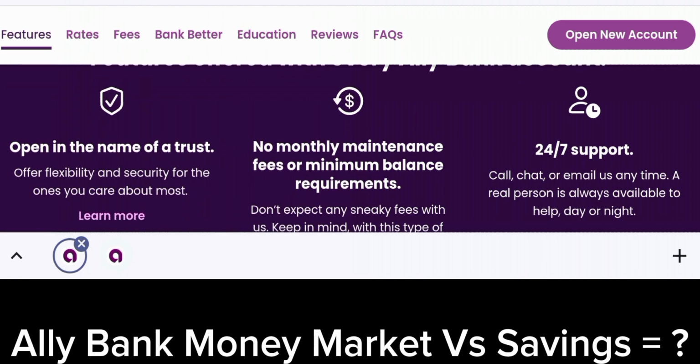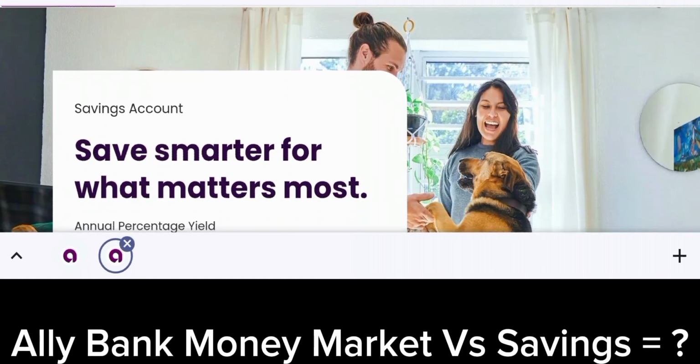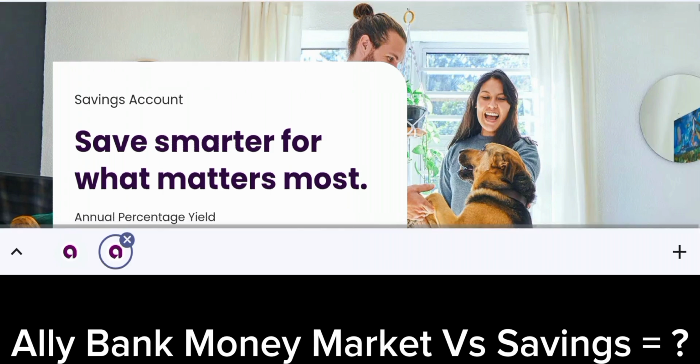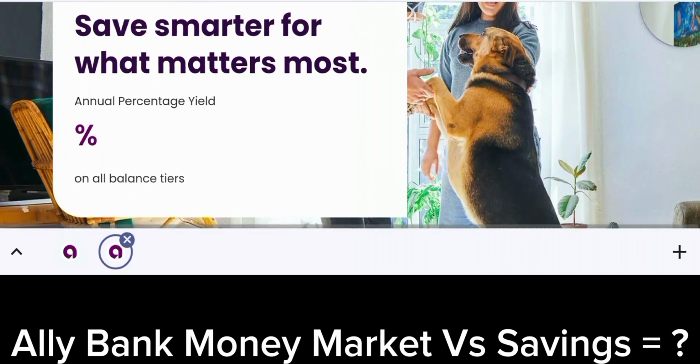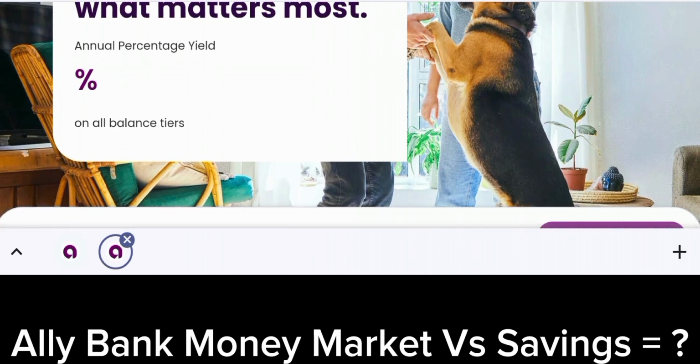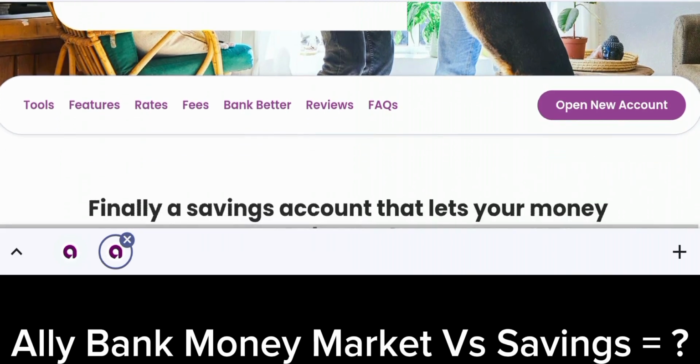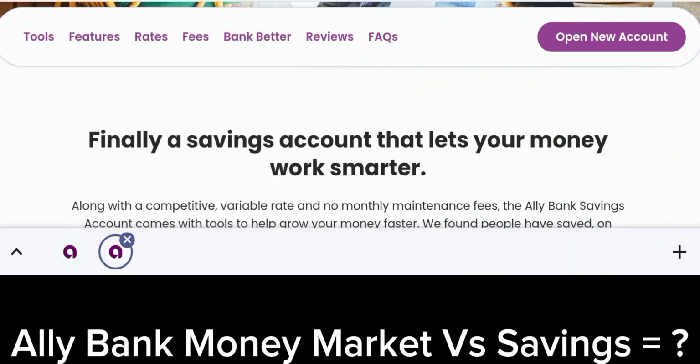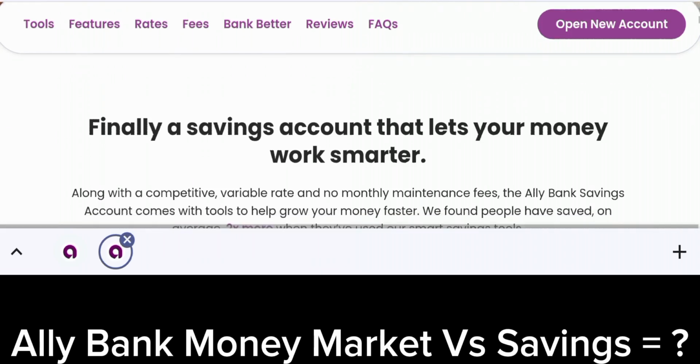So let's talk about the Ali Bank savings, which is designed purely for savings purposes. It offers competitive interest rates and a feature called buckets, which allows you to divide your savings into different goals within the same account. This account focuses more on encouraging savings by restricting easy access to funds, thus reducing the chances of impulsive spending.